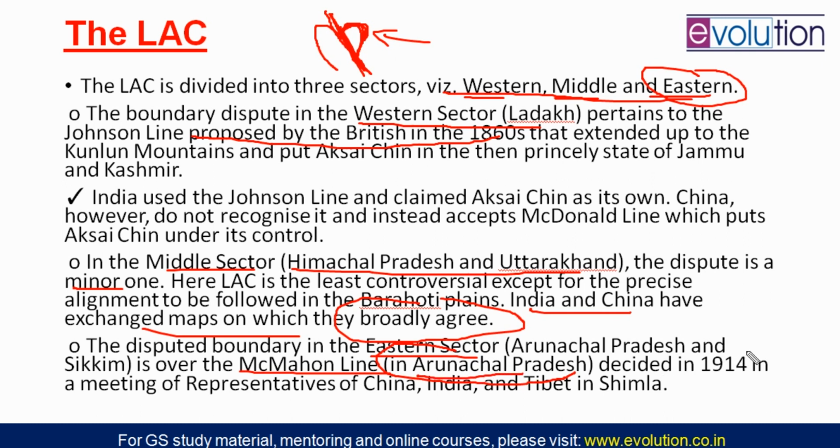This McMahon line was decided in 1914, and as I told you, this involved India, that is British India, before independence, and Tibet, because Tibet was not occupied by China at that time. This is actually the McMahon line, and this is Bhutan. This was done in Shimla. In that conference, China boycotted it. China did not participate, and that is why China does not agree to the McMahon line.